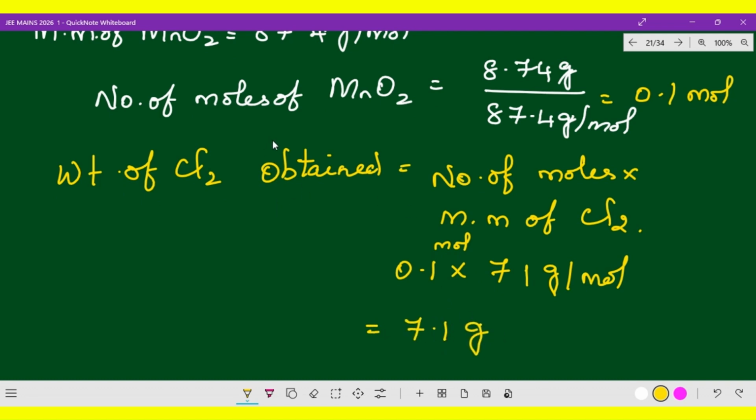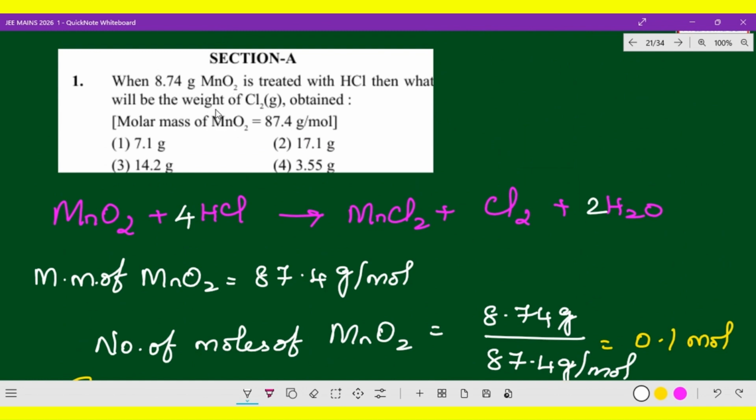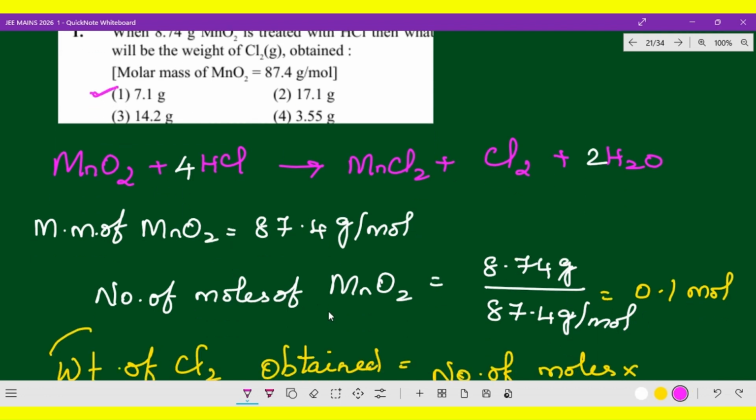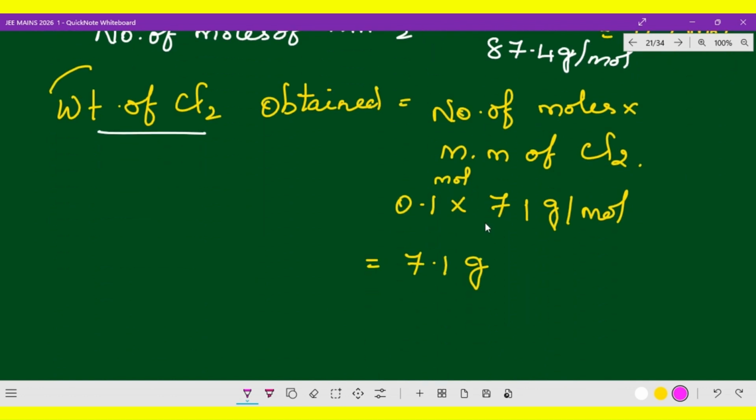So this is how much has been obtained as the product of chlorine from 8.7 gram of manganese dioxide, the given mass. So 7.1 only is the correct option. I hope you got the clarity. This is very simple. First and foremost, you have to identify the number of moles of the reactant, the main thing, then multiply the number of moles by the molar mass of the product we have to obtain. Okay. I hope you got the clarity. Come on, let us go to the next question.